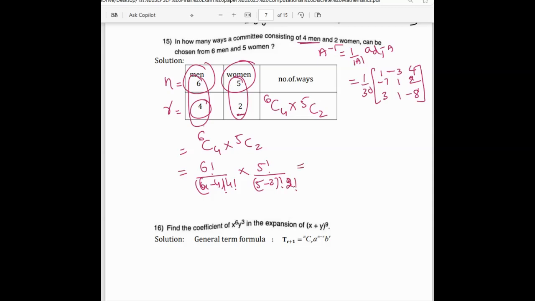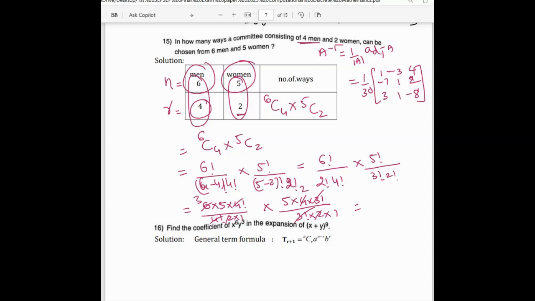So that will be 6 factorial divided by 2 factorial 4 factorial into 5 factorial divided by 3 factorial 2 factorial. So that can be written as 6 into 5 into 4 factorial divided by 4 factorial into 2 into 1. Then 5 can be written as 5 into 4 into 3 factorial divided by 3 factorial into 2 into 1. So 3 and 3 cancel here, 4 and 4 get cancelled. 2 one time, 2 two times.